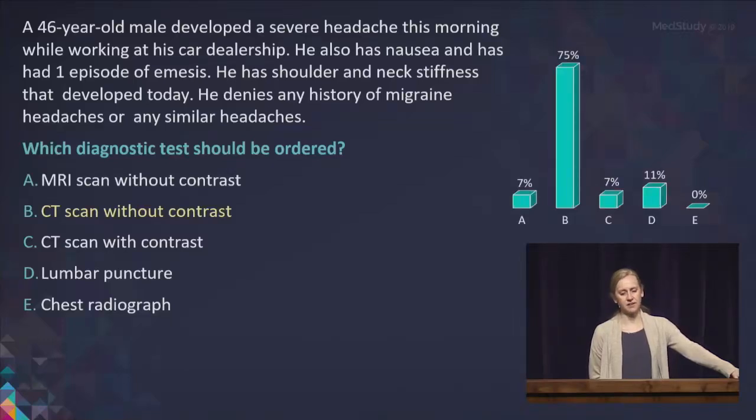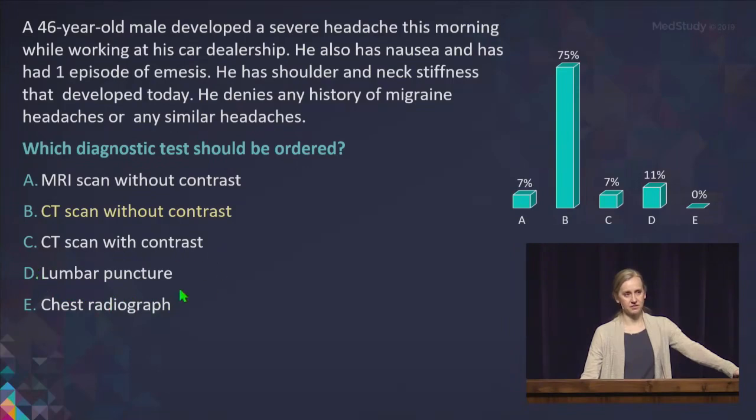Perfect, a CT head without contrast. So here we're worried about intracranial hemorrhage. We need to rule it out quickly, and there's no reason to give him contrast. So the CT scan will rapidly answer our question about intracerebral hemorrhage. If it's negative, what would the next answer be?